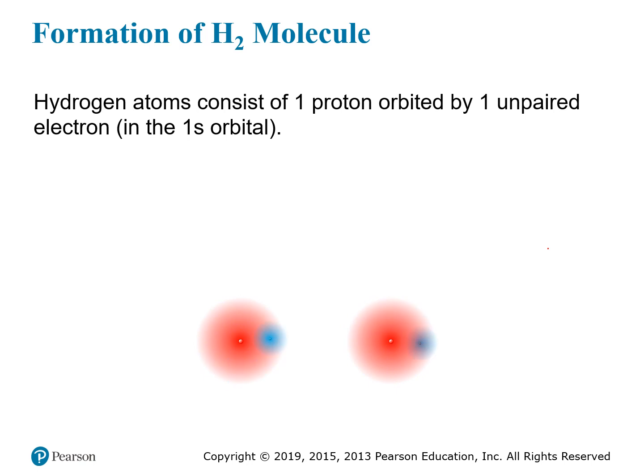Here we have two hydrogen atoms. They're far apart. They don't really care about each other. They're not really attracted to each other. They each have their own electron.